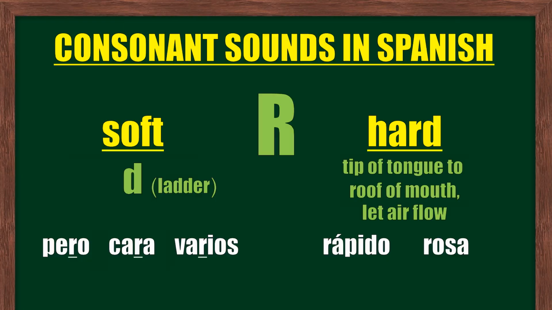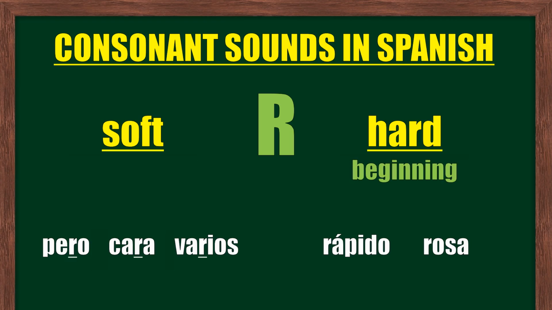So what is the rule? When is the R soft, as in pero, and when is it hard, as in rápido? Well, basically, the rule is if the R is at the beginning of the word, it is hard. That's why it is hard in rápido and rosa. If it's in the middle of the word, it is soft. That's why it is soft in pero, cara, and varios.